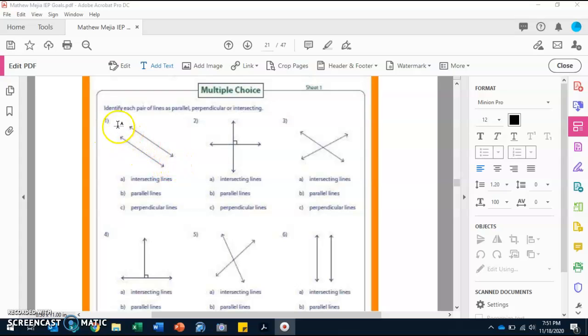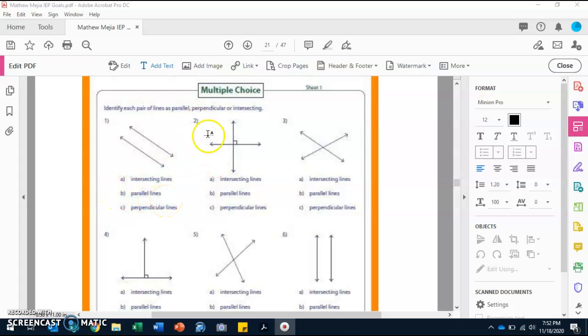So question number 1. These lines, they're right near each other. What lines are those? Matthew, is it A, intersecting lines, B, parallel lines, or C, perpendicular lines? Yes, awesome job. It's letter B. It's parallel lines. These lines are right next to each other and they are not touching, and they will never ever touch. These lines can go on forever and ever and ever, and they will not touch. So you are correct. It is letter B.